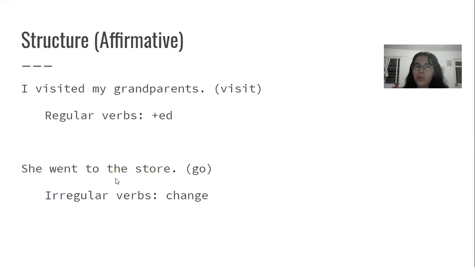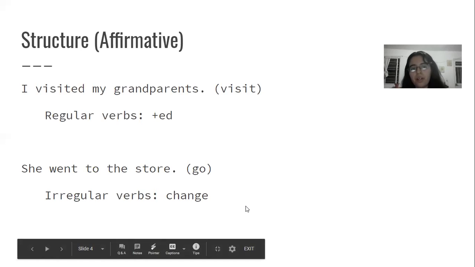And in order to know which verbs have to change and which ones are irregular and how they change, the thing that we have to do is just memorize them. So that's something that we should work on, and that's our job, just to memorize some irregular verbs. It's helpful for us. So here we have visit, visited, and go, went. Regular, irregular. That's for affirmative.